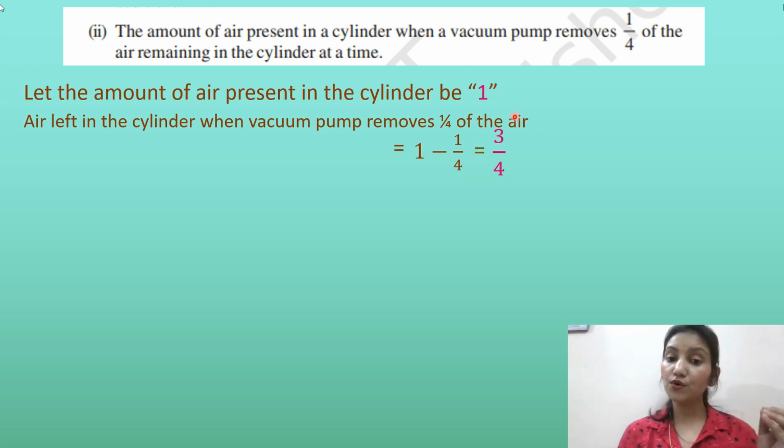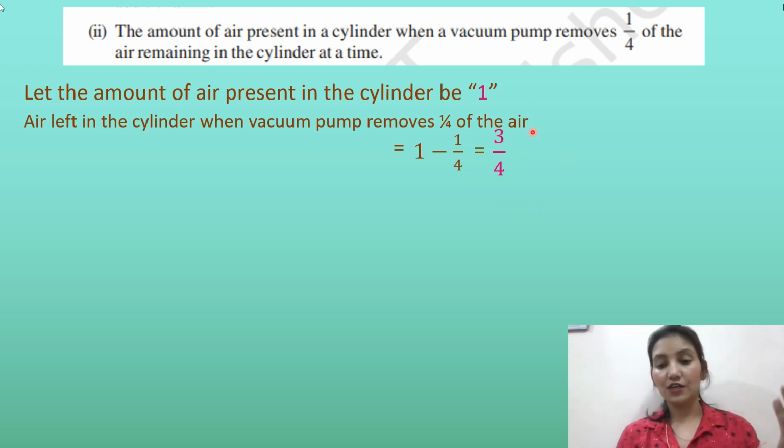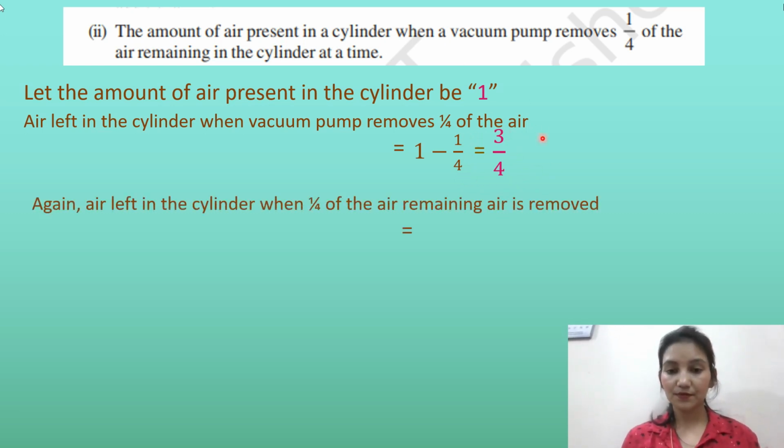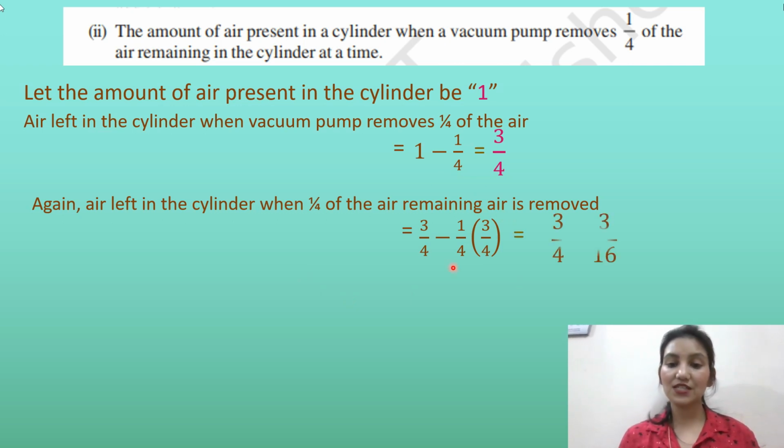Now if you remove 1/4 of this air also, again you use the vacuum pump and remove air out of it, how much will be left? 3 upon 4 is already there, and out of this 3 upon 4 you are removing 1 upon 4 of it. So 1 upon 4 of whatever is left in the cylinder, that's why it is 3 upon 4 minus 1 upon 4 of 3 upon 4. We'll solve this equation and get the amount of air left in the cylinder.